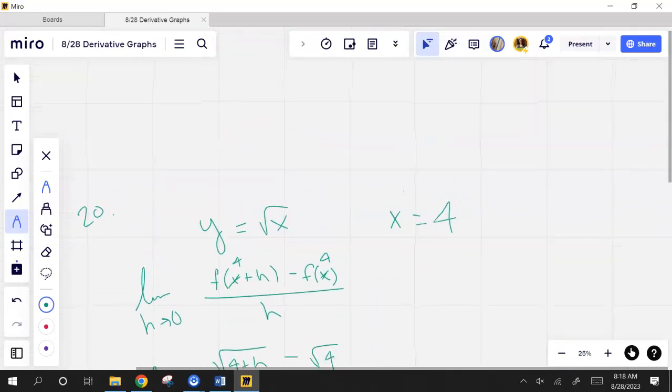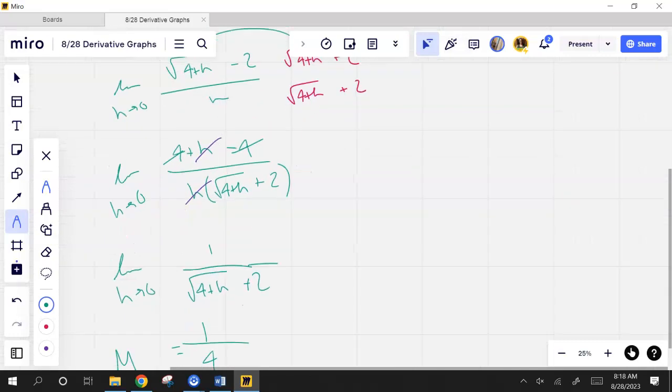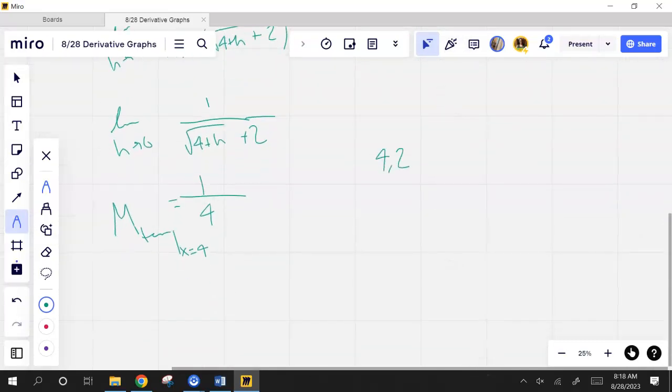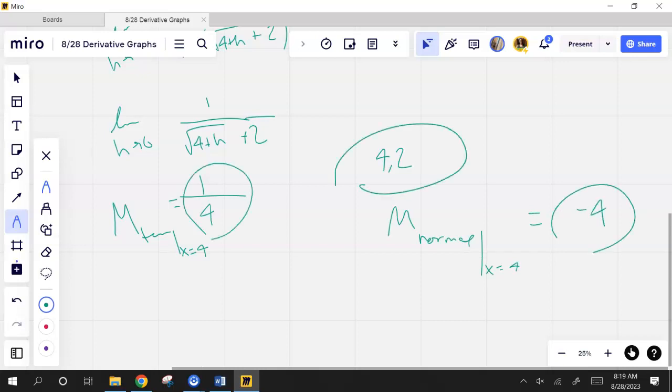Let's see. We need a point, so y of 4 would be 2. So you got the point (4, 2). The slope of the normal line when x equals 4 would be what? Negative 4. So I got 1/4 and negative 4. Here's my point, so just two different lines here. The tangent line would be y minus 2 equals 1/4 times x minus 4. I went back to that original equation, y equals the square root of x, and it told me x equals 4, so I plugged it in to find what y was there.